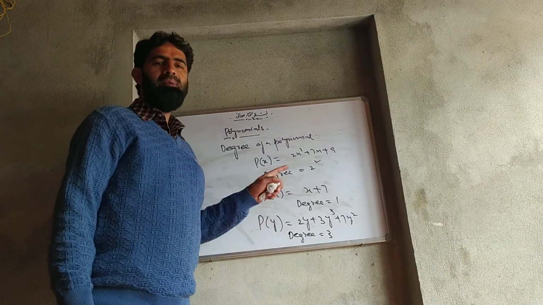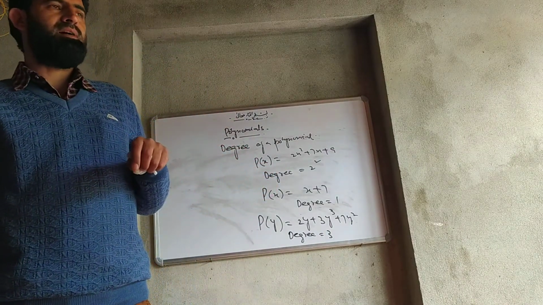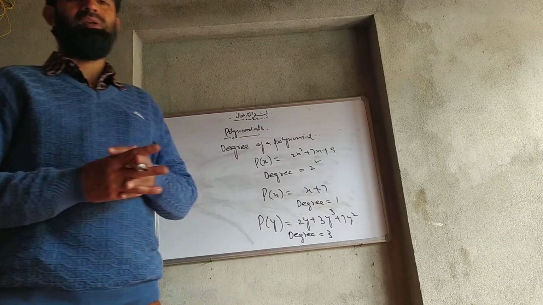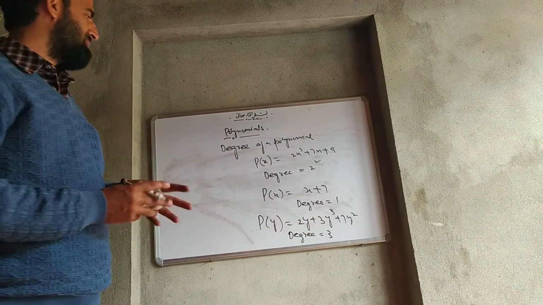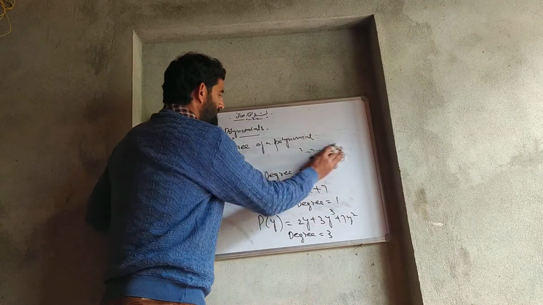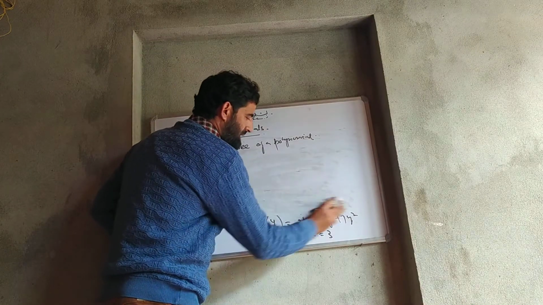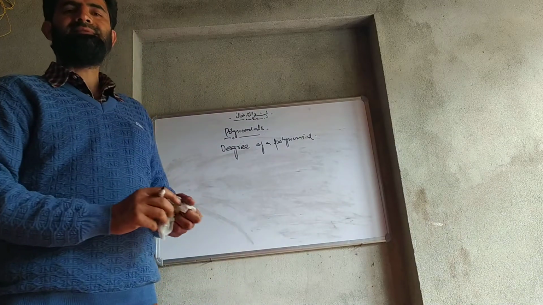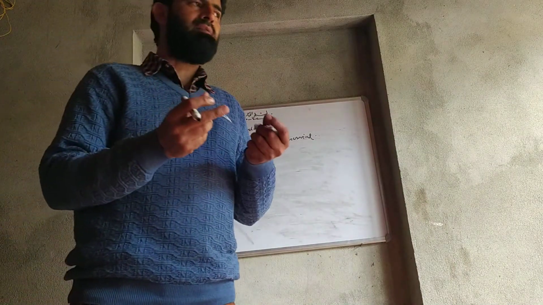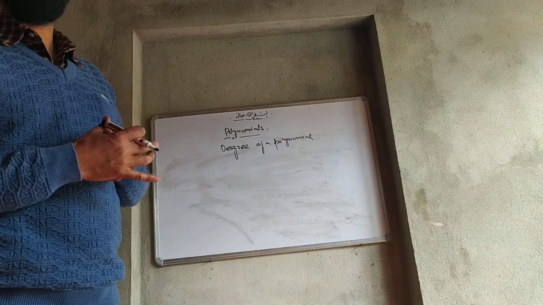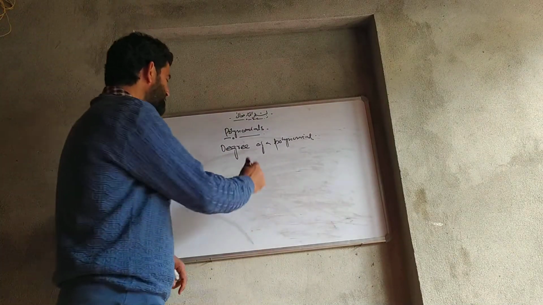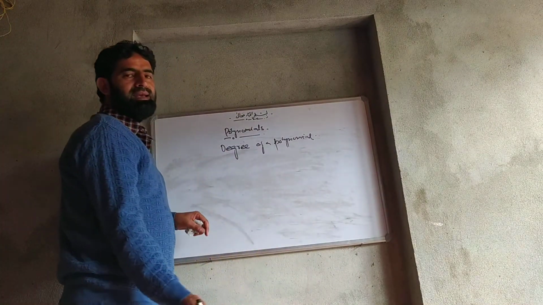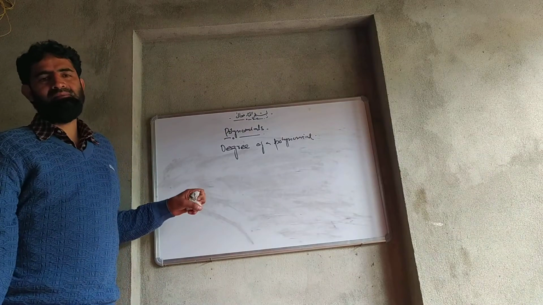So the degree of a polynomial is the highest power of a polynomial. By degree we mean the highest power of a variable. It is called the degree of a polynomial. Now it is clear that degree is the highest power of a polynomial.